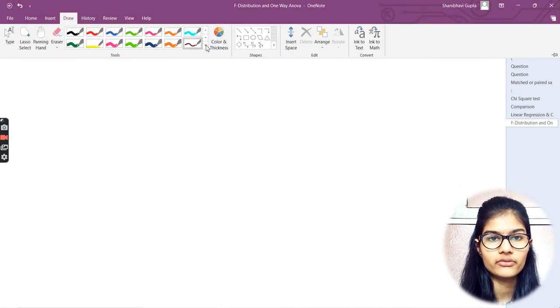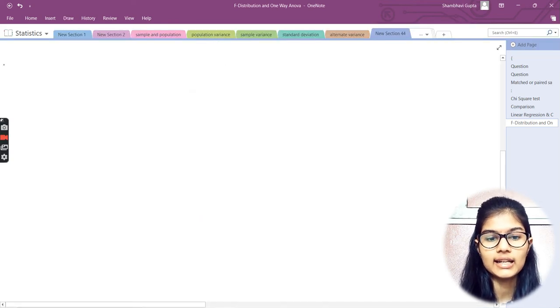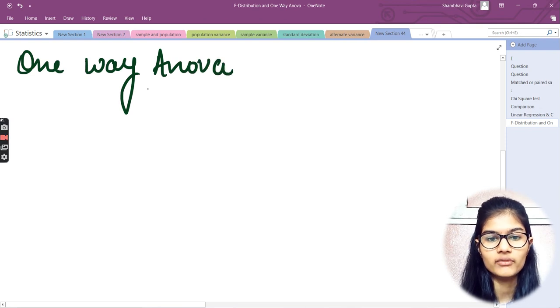Okay, let me take out a different color here. One second, let's say right here. And now I'm going to start with the very first topic, and that's the one-way ANOVA. So one way, and here goes the one-way ANOVA.